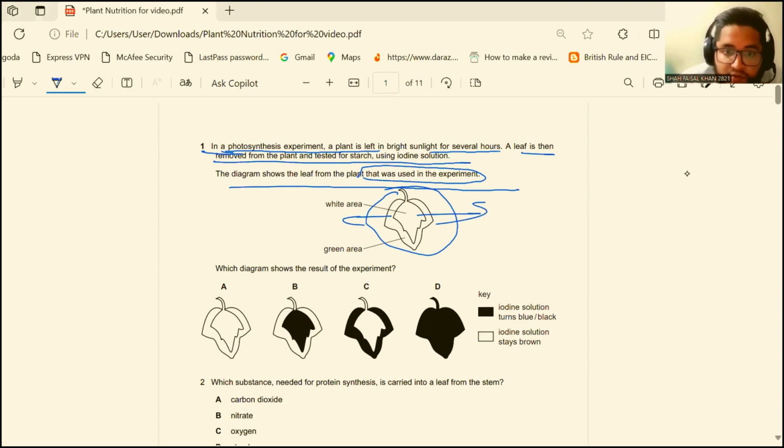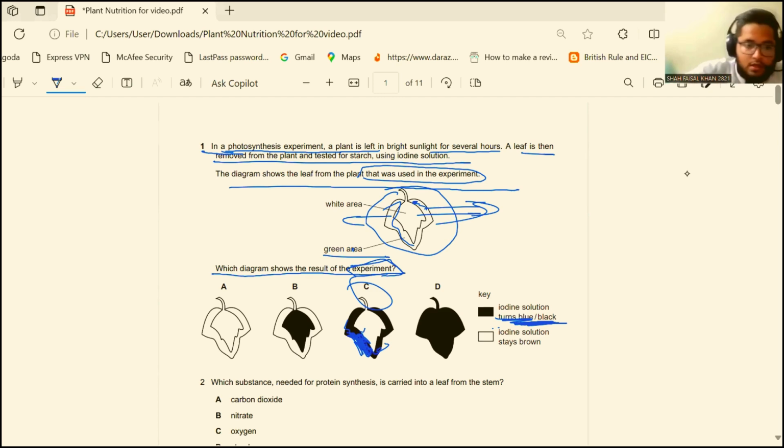So basically, as we all know, photosynthesis occurs only in the green part. Okay, so the question is, which diagram shows the result of the experiment? The result of the experiment means the photosynthesis, so that part which is green. In this diagram we can see that the green part is this outer part, hence C will be the answer, because in an iodine solution it will turn blue black when starch is present. Okay, so after photosynthesis starch is produced, so hence we can identify that C is the correct answer.